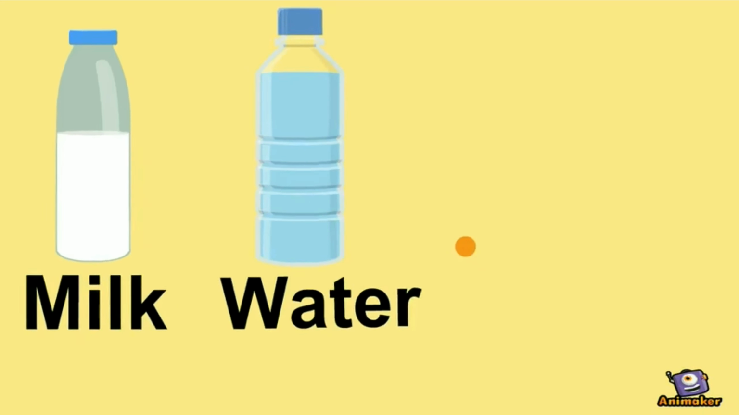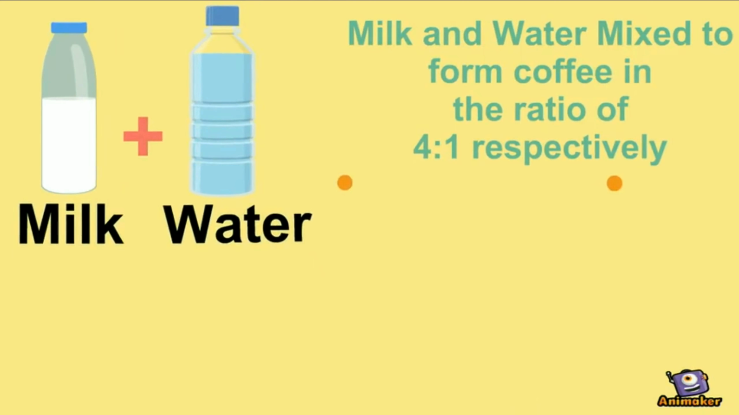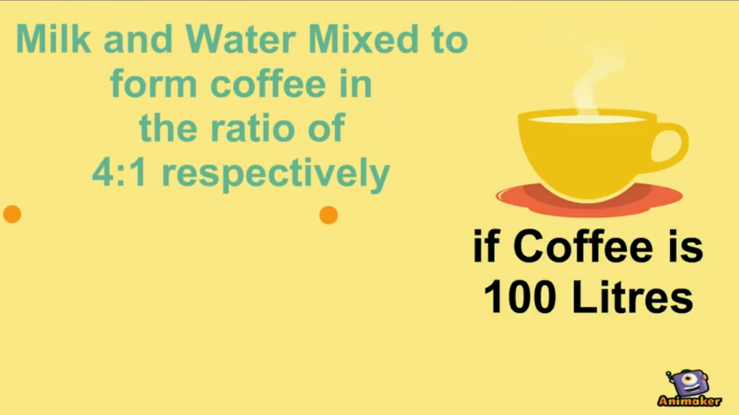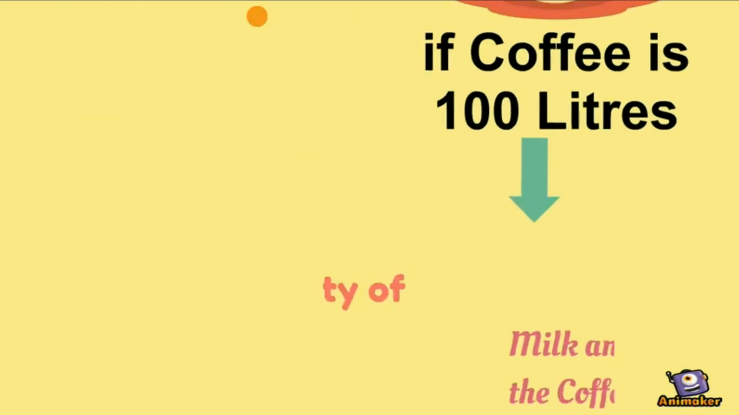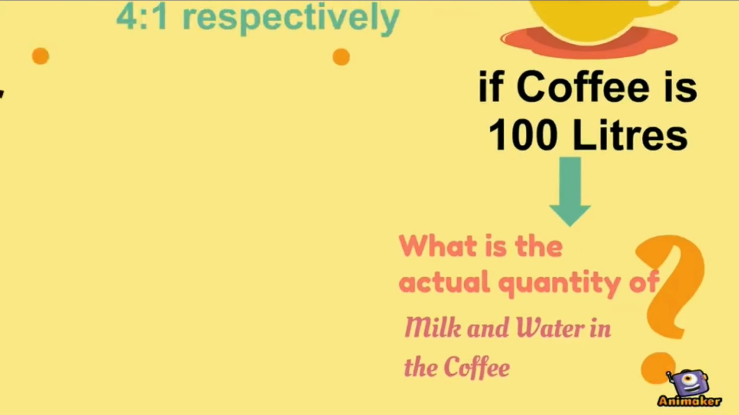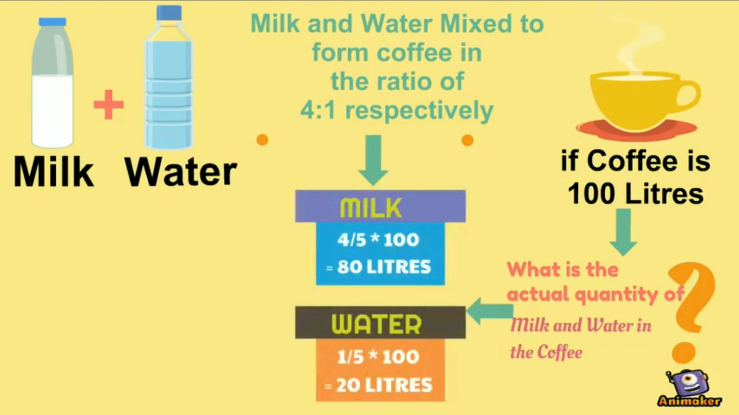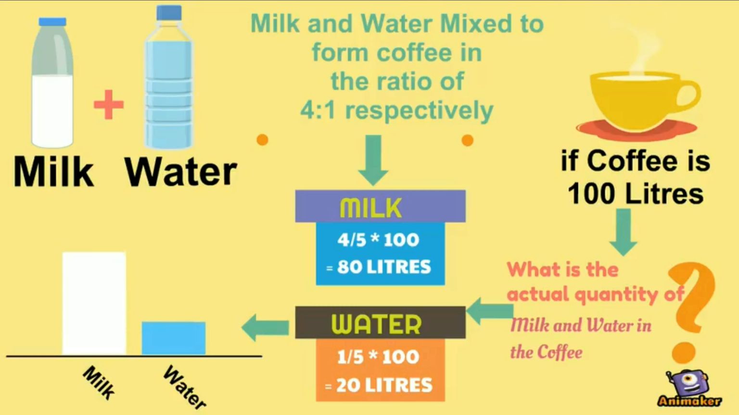Let us take milk and water in the ratio of 4:1, and if we mix them into coffee, which is about 100 liters, then my question is, what's the actual quantity of milk and water in the coffee? If milk is 4 parts out of a total of 5 parts in the mixture, we need to divide 4 by 5 and multiply by 100. As a result, we'll get milk as 80 liters. Similarly for water, 1 divided by 5 times 100 will give 20 liters.